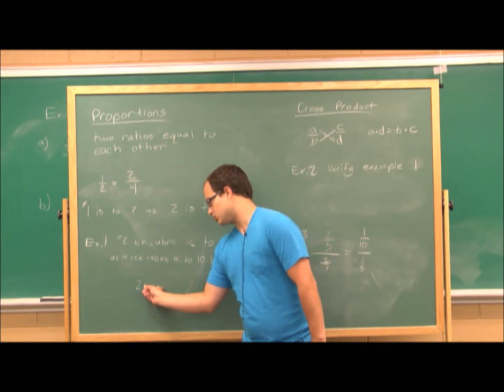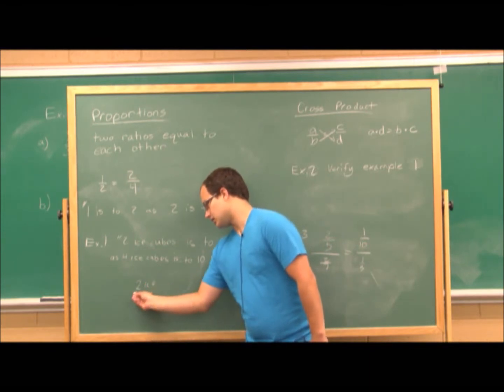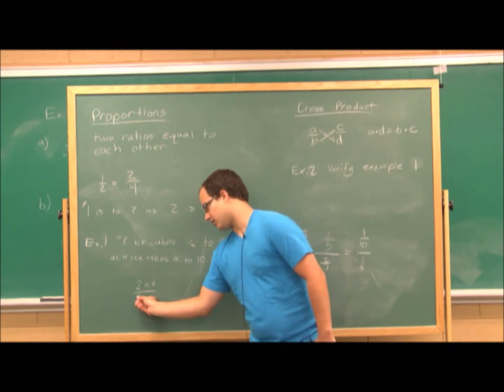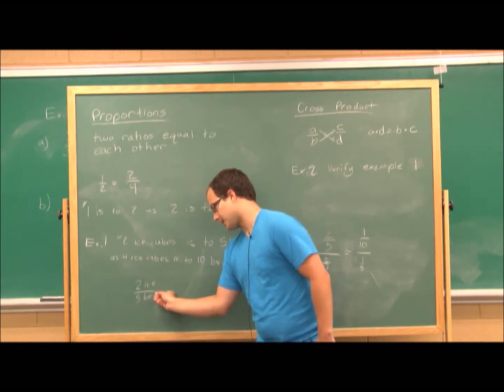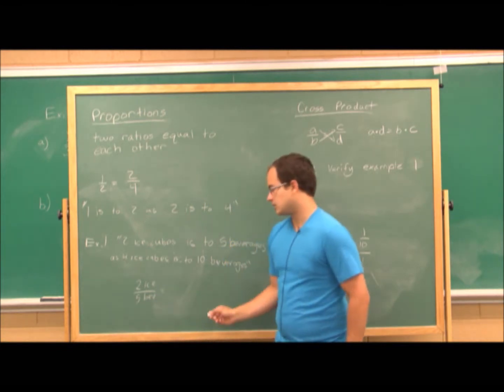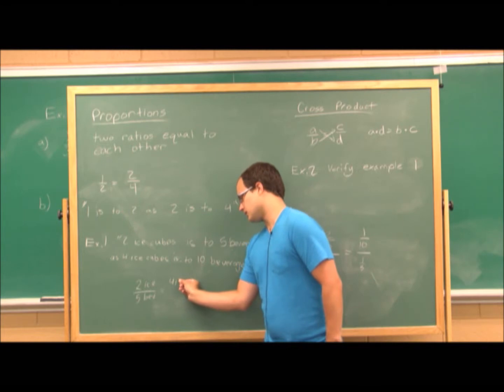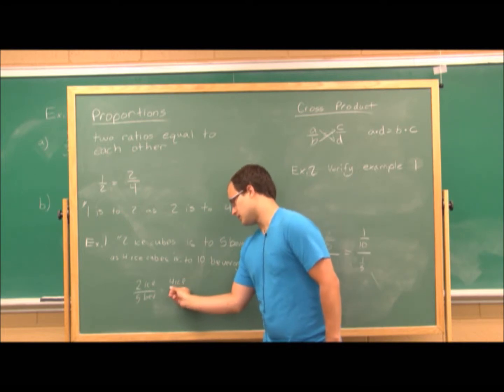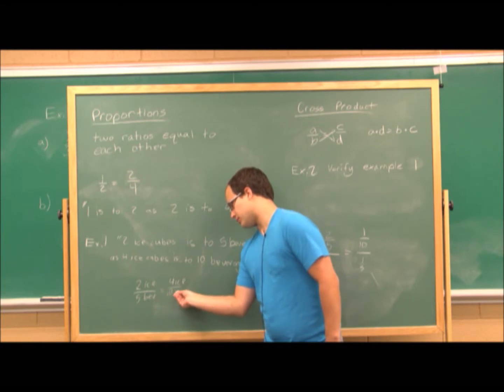So that'd be 2, and I'll just write ice cubes, is to 5 beverages, as 4 ice cubes, is to 10 beverages.